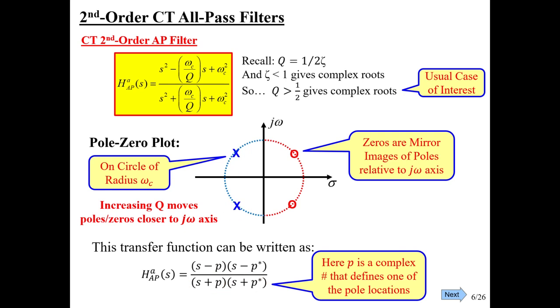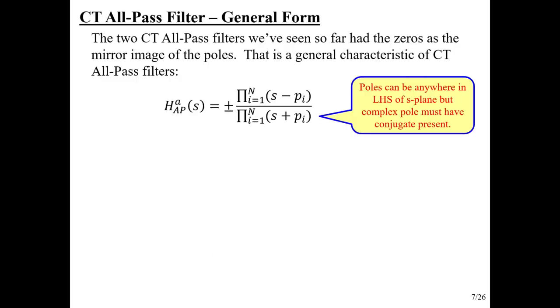Now here's a little tricky. We say that they're mirror images, but really this makes it go over here. So these two are together, and those two would be together mathematically. But because we have conjugates and conjugates, we can just simply think visually and graphically that they're mirror images across the j-omega axis. So that's not quite describing the mathematics, but it is describing that. So P is a complex number that defines one of the pole locations, and then you can get all the other locations from that.